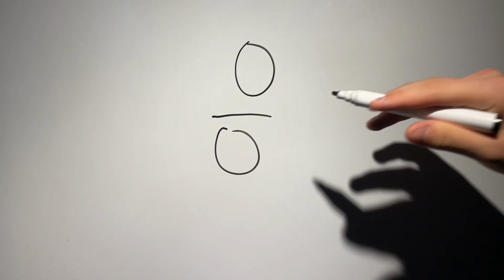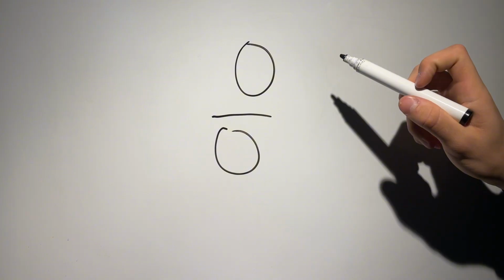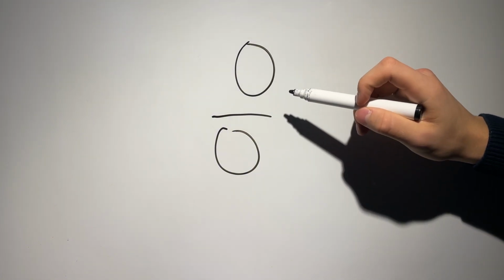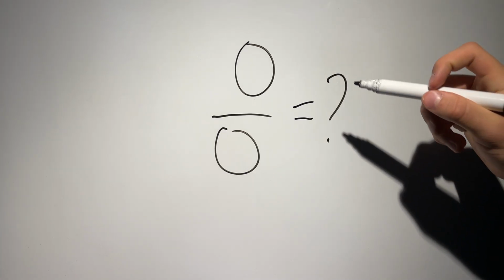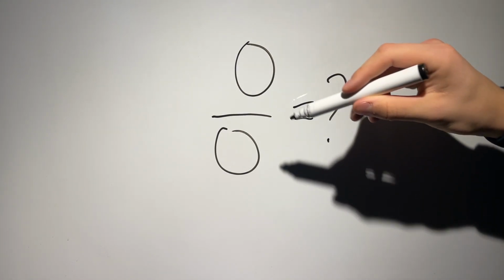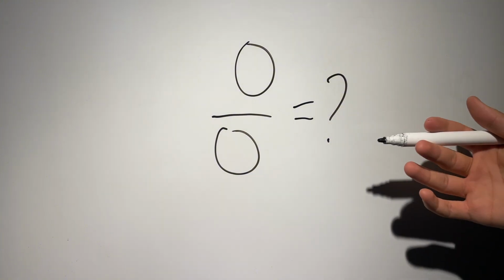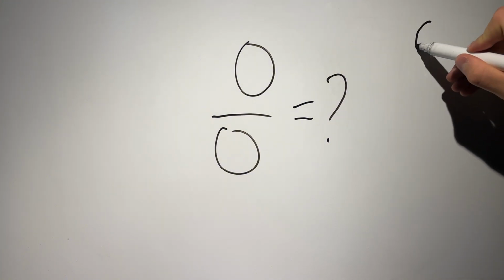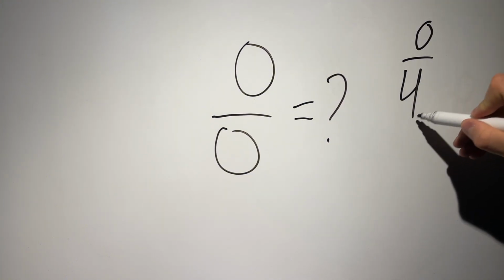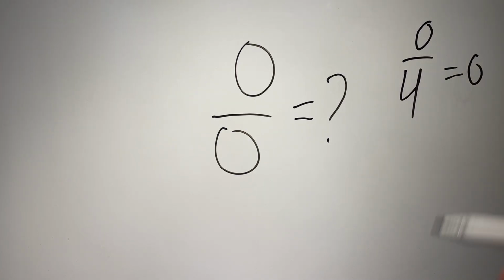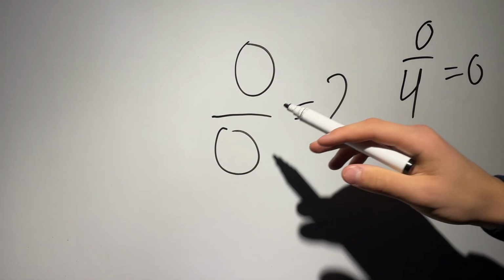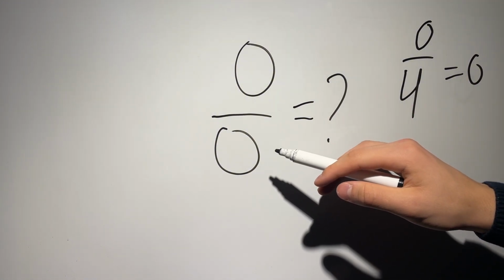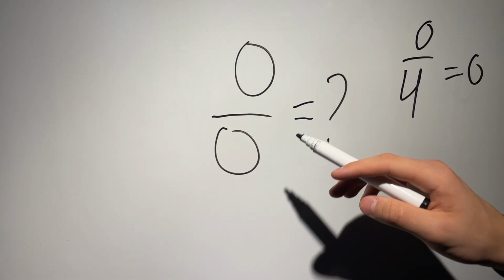Okay, now here's a real brain buster. What happens when we try to divide 0 by 0? At first you might think that, well, 0 divided by anything should be just 0, right? For example, 0 divided by 4 is 0. And yeah, that's true when we divide by something that isn't 0. But here is where something is wrong.